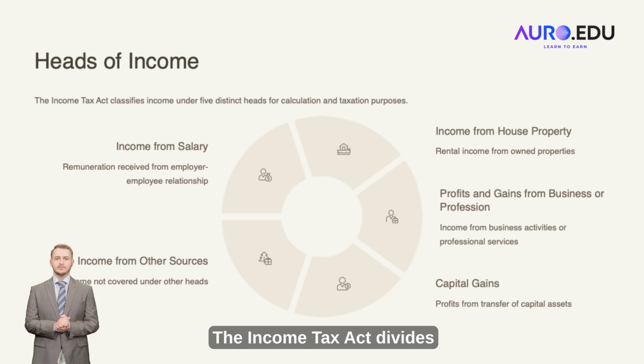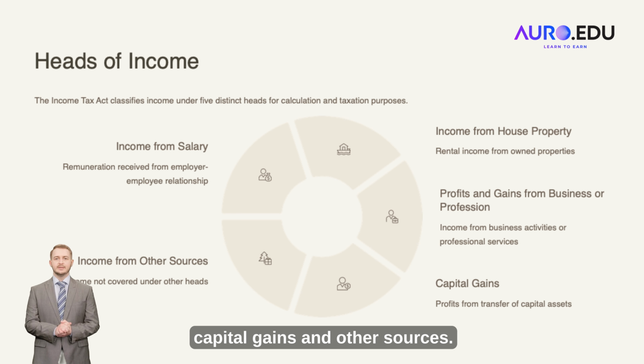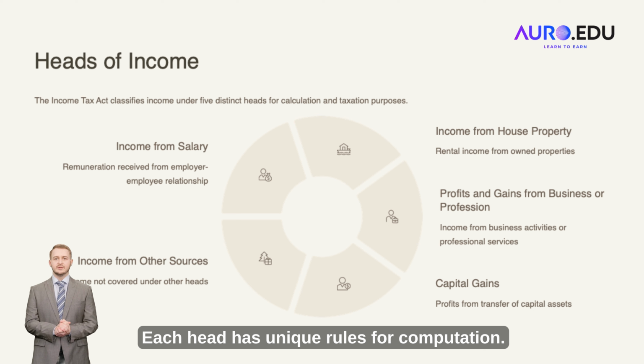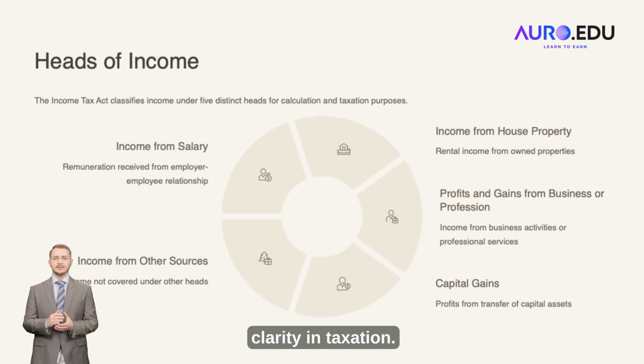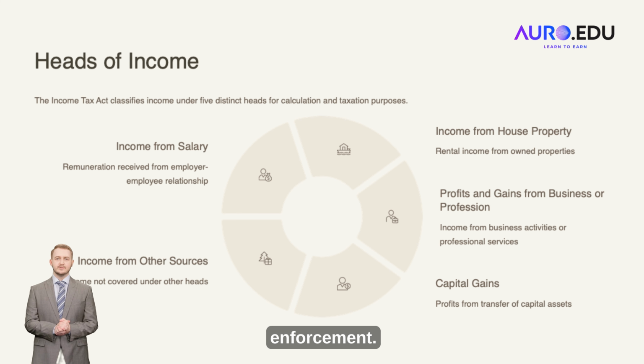Heads of income. The Income Tax Act divides income into five heads. These are salary, house property, profits and gains from business or profession, capital gains, and other sources. Each head has unique rules for computation. Income is classified to ensure fairness and clarity in taxation. This structure simplifies assessment and enforcement.